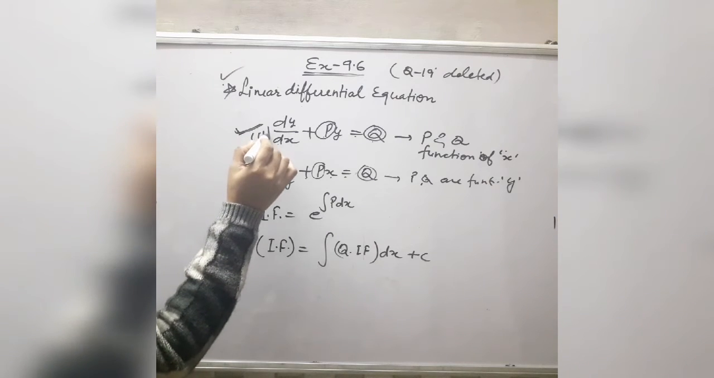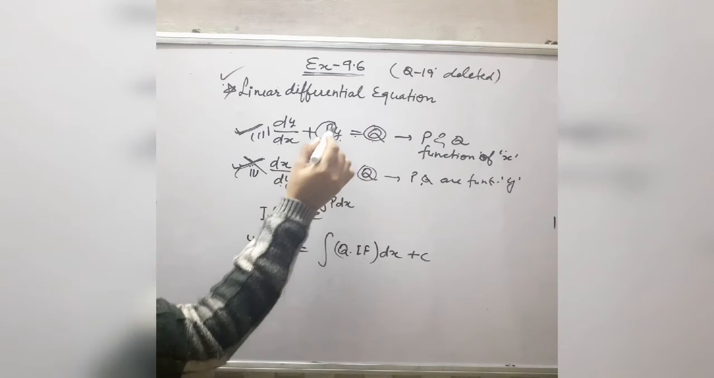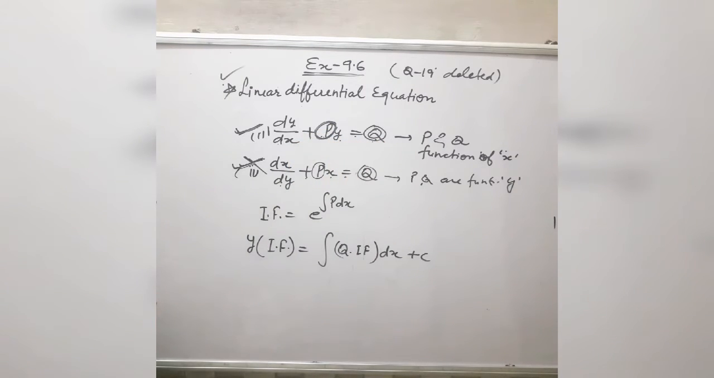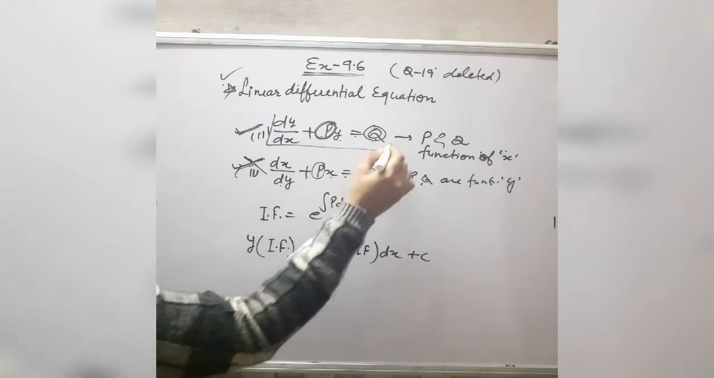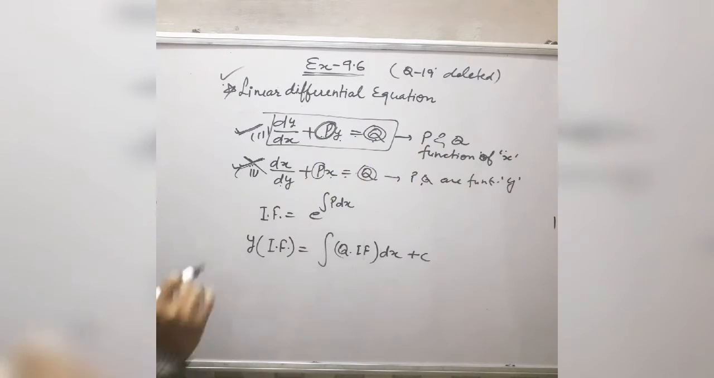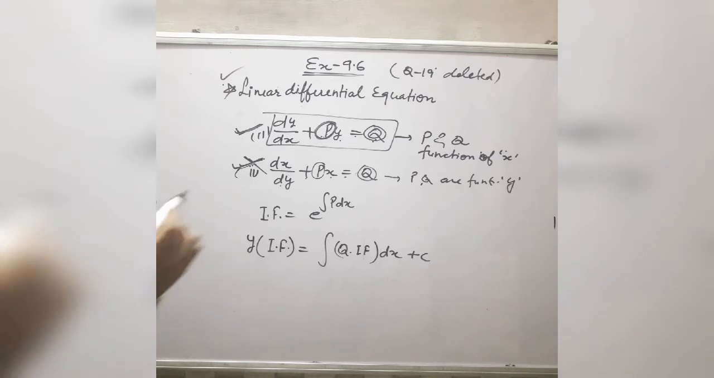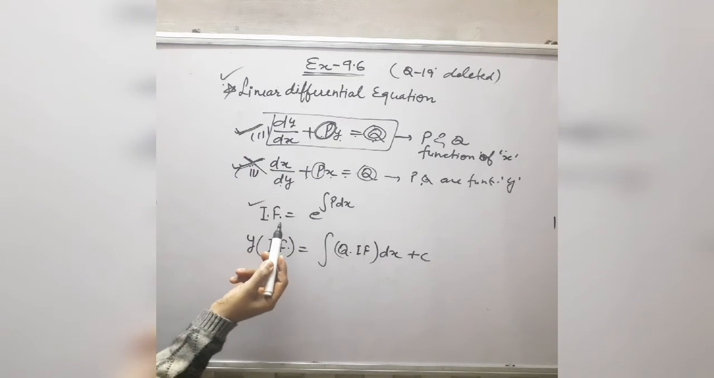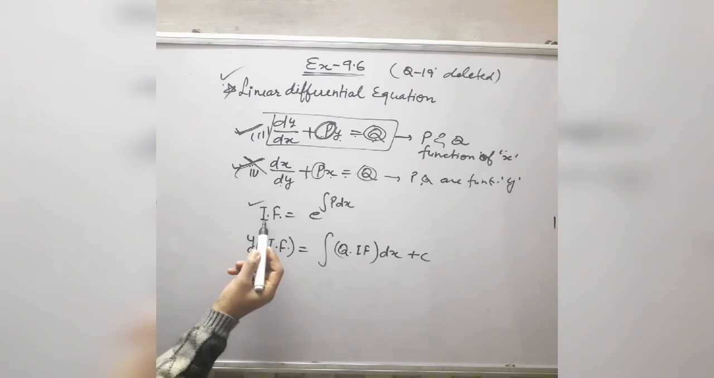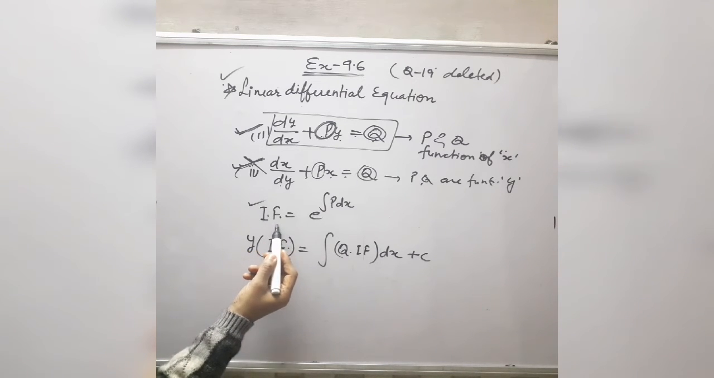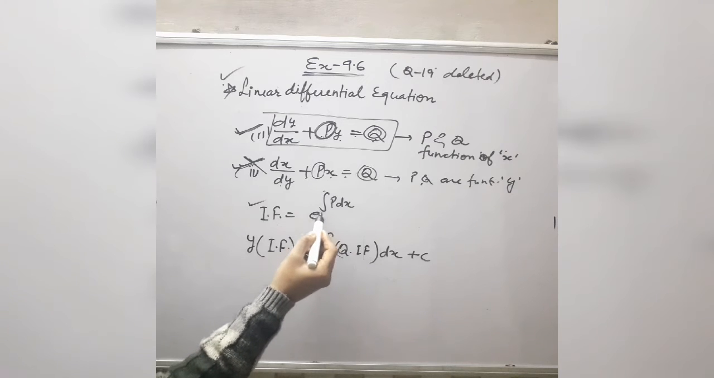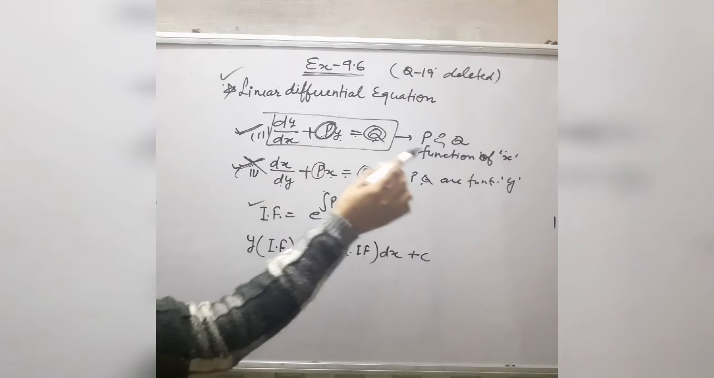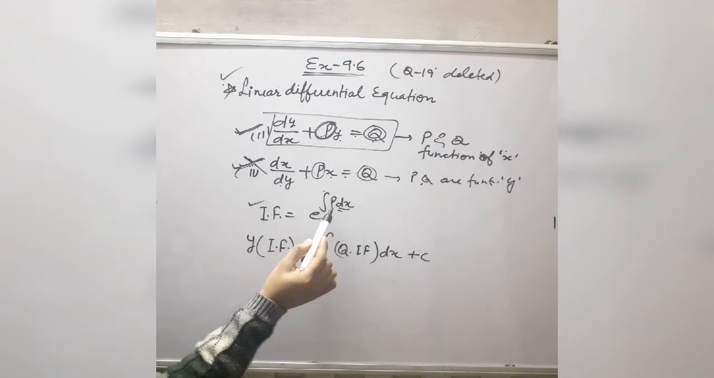Here in dy/dx the coefficient of dy/dx is 1, the coefficient of y is p, and p is a function of the x variable; q is also a function of x. From this differential equation you can find the values of p and q. Firstly you will find the integrating factor, I.F. The formula for integrating factor is e raised to power integration of p dx. Since p is a function of x, you take the integration of p with respect to x.